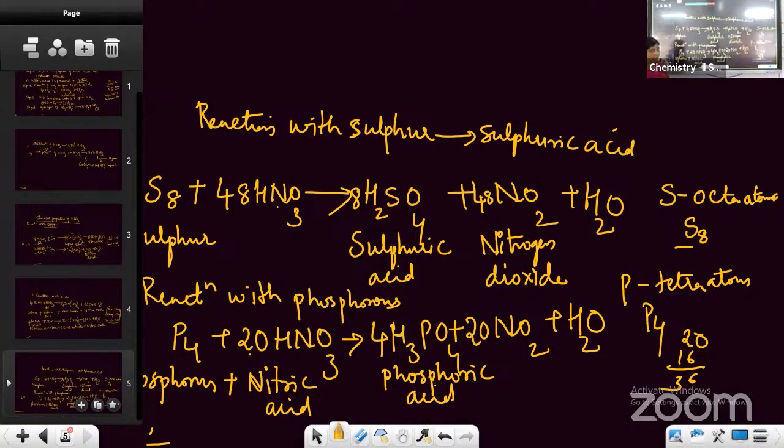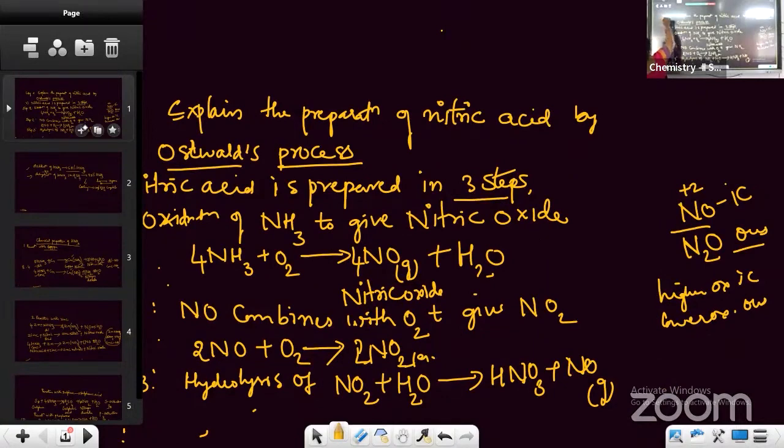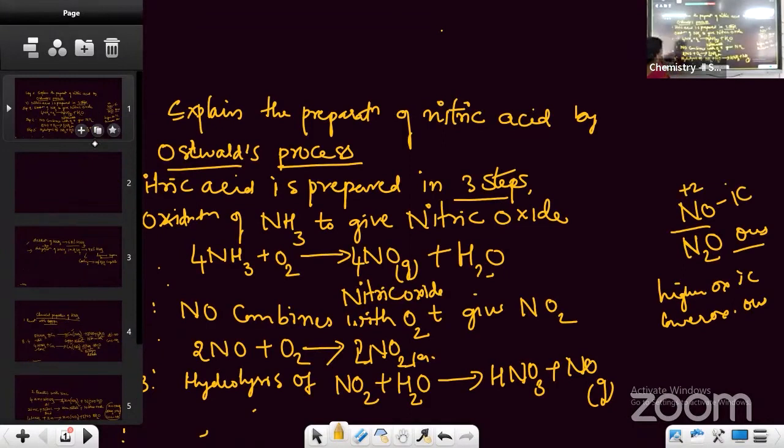Shall we recap now? Recall everything now? First one is explain the preparation of nitric acid by Ostwald's process. So nitric acid, how is it prepared? It is prepared in 3 steps. First step is the oxidation of ammonia. It will give nitric oxide plus water. Then nitric oxide combines with O2 and gives nitrogen dioxide. Nitrogen dioxide and hydrolysis gives nitric acid.